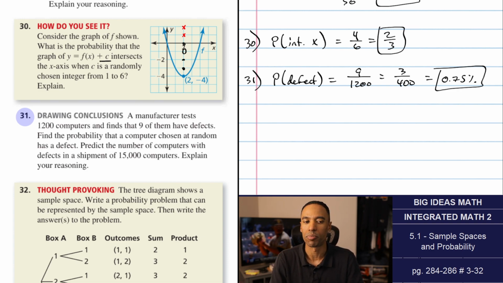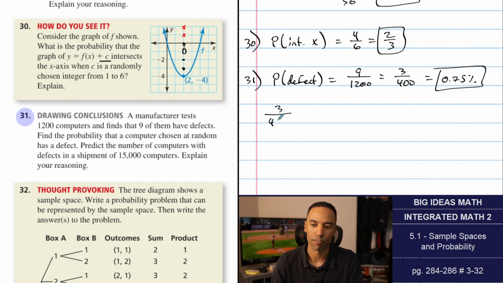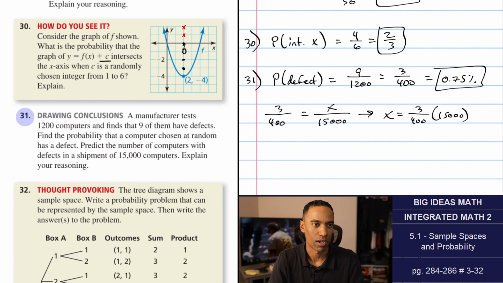Predict the number of computers with defects in a shipment of 15,000 computers. Explain your reasoning. Well, you could do a proportion. We could say if 3 out of every 400 are defective, then X out of every 15,000 are defective. We also know that number is 0.0075. So X is 3/400 times 15,000, and I'll just let my calculator do it. 3 divided by 400 times 15,000 is 112.5.